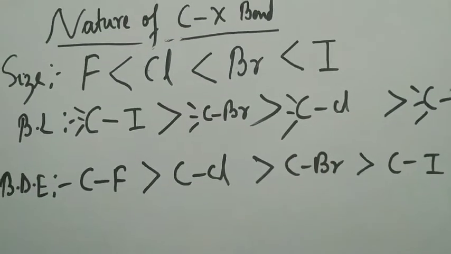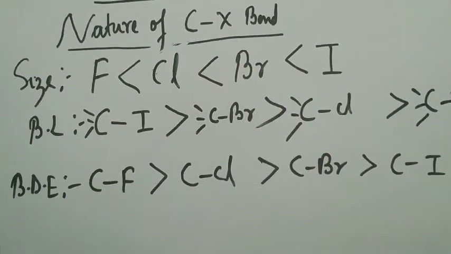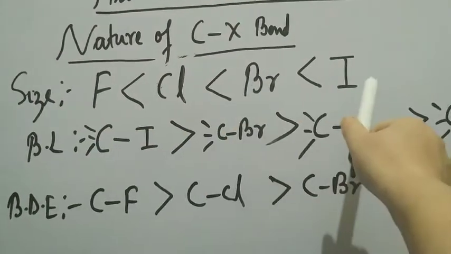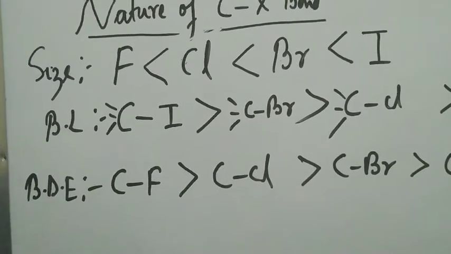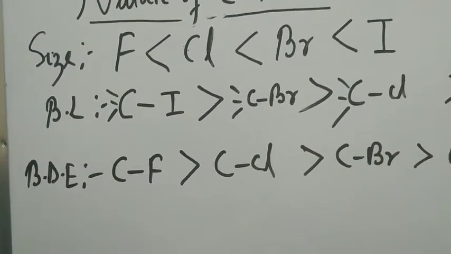So I've given you three rows, three different orders, because the order of the atomic size is this, this will be the order of the bond length, and this will be the order of the bond dissociation energy.